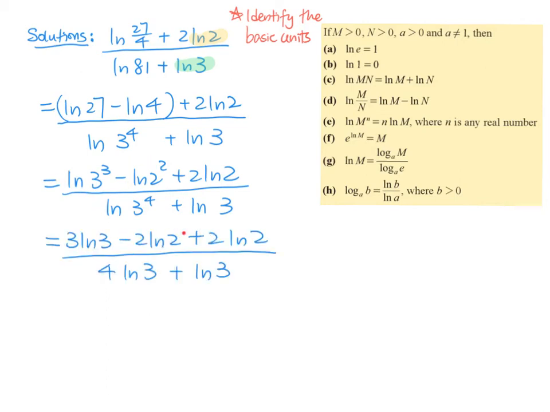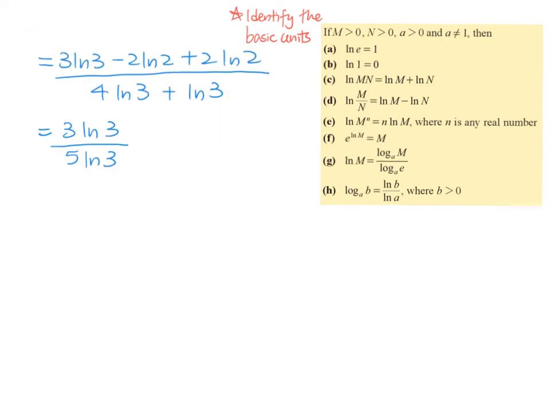Now it becomes obvious that you have 3 times this basic unit minus 2 times this basic unit, etc. You know this and this can be cancelled, right? And now I have 4 of ln 3 plus 1 of ln 3, and I can combine them as well. The ln 2s disappear, and that leaves us with this. That could be cancelled like that, and this gives us the answer of 3 over 5.